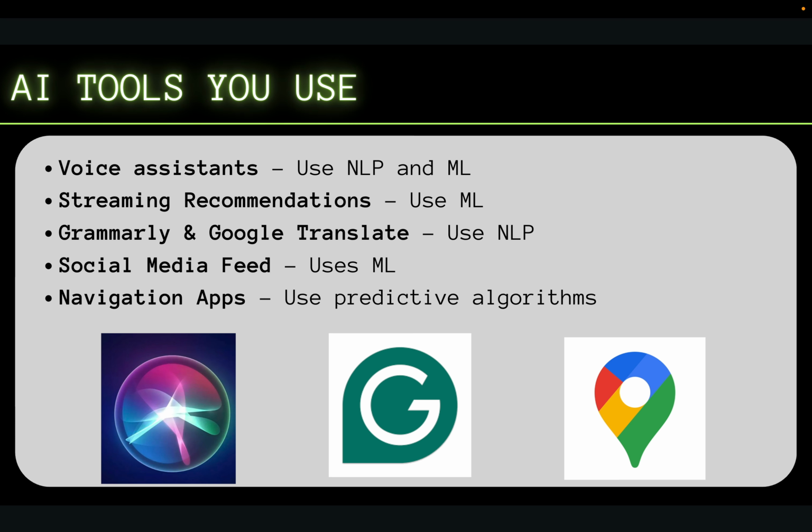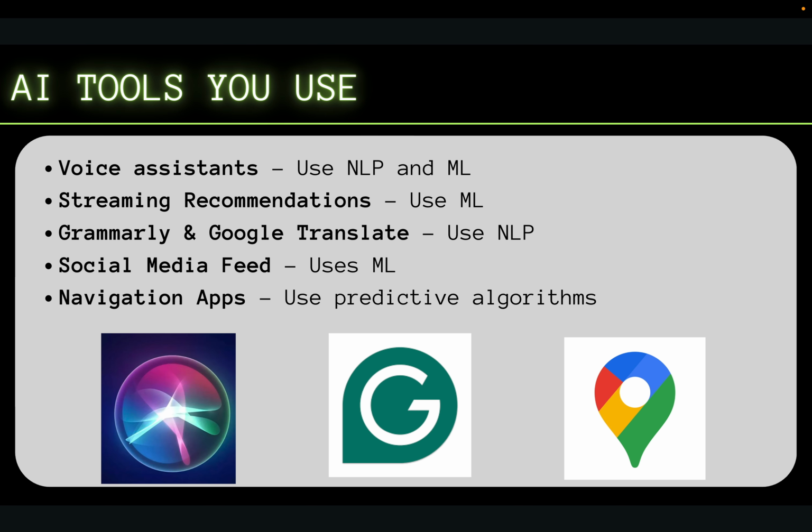So now that we covered your common AI sources, let's talk about what you actually use. So most of these you all use every day. For example, voice assistants. Your voice assistants are using natural language processing and machine learning at the same time to provide you with the experience you want.